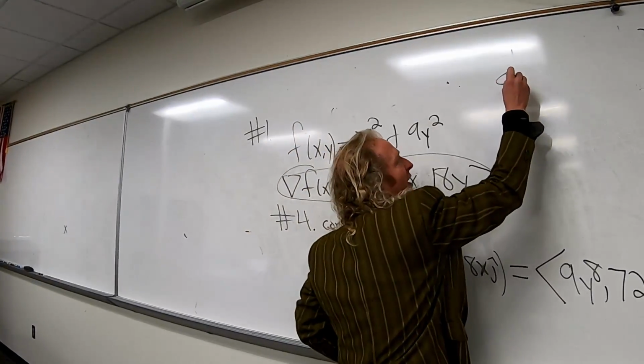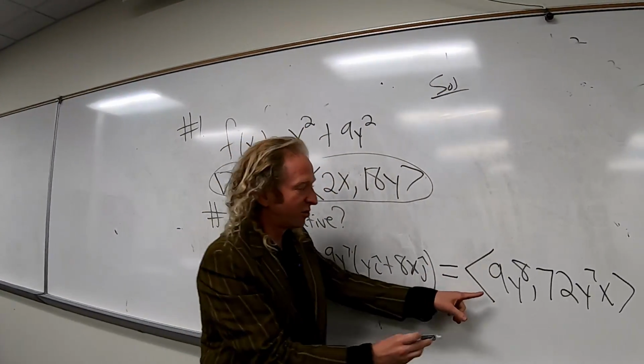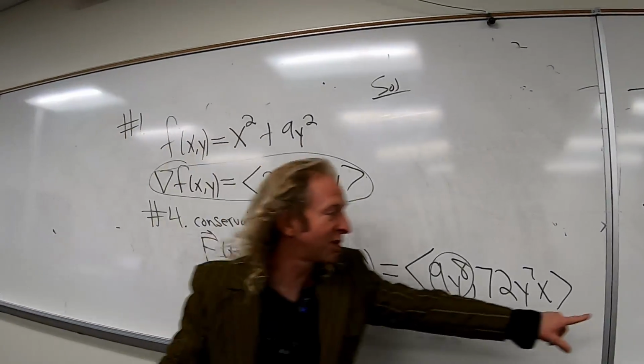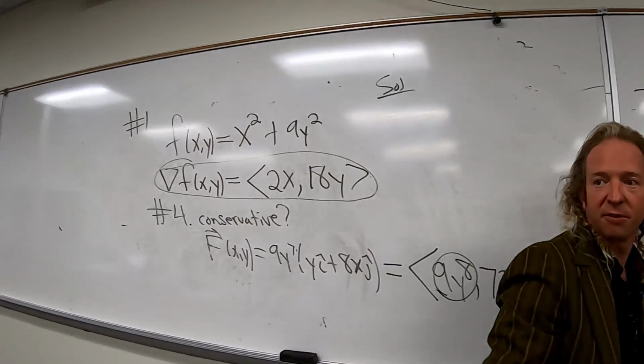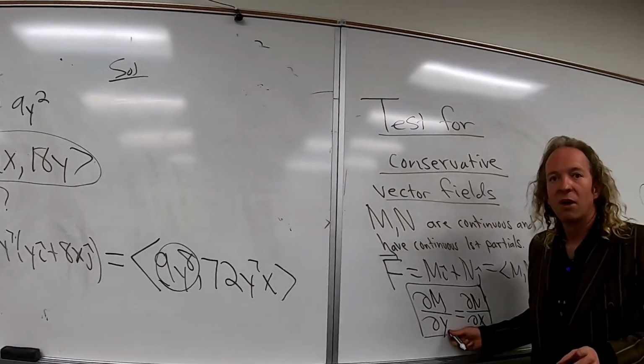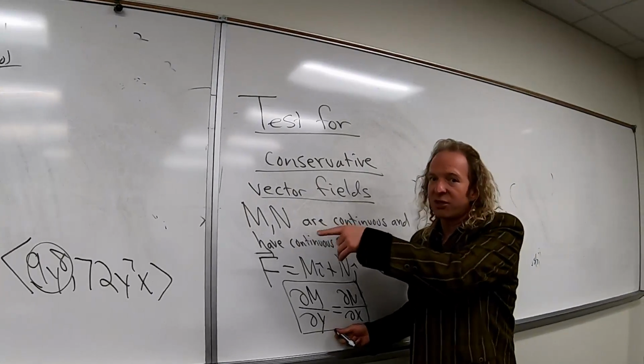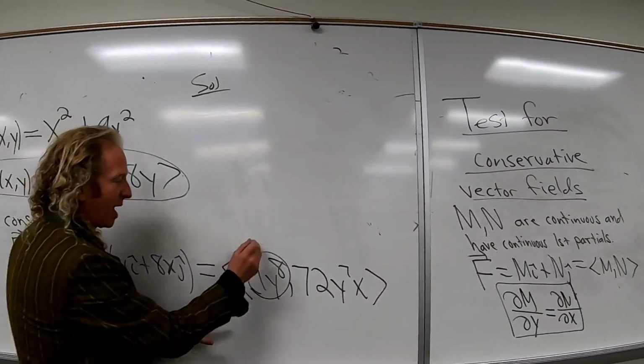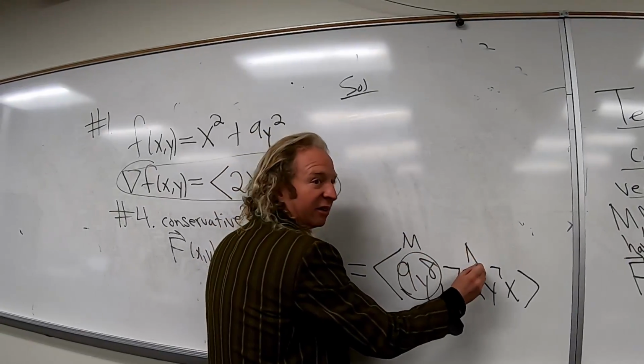So now we have to check. It's conservative and the gradient should be both on it. No, we have to check this. Right, but aren't we already doing, if we get the gradient, aren't we already doing that? It's not the gradient, it's just a vector field. Okay. So now we have to find big M. This is big M. This is big N, okay?